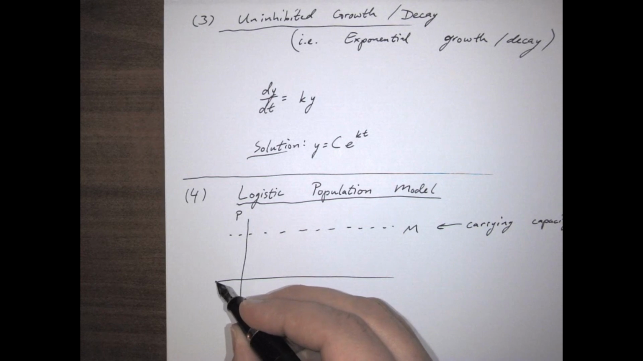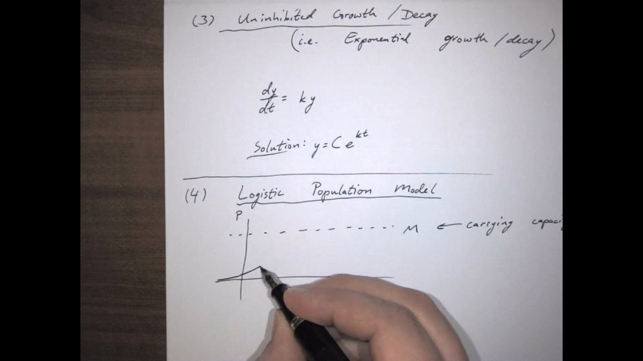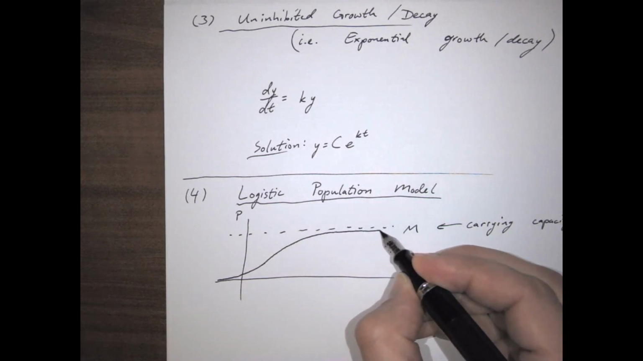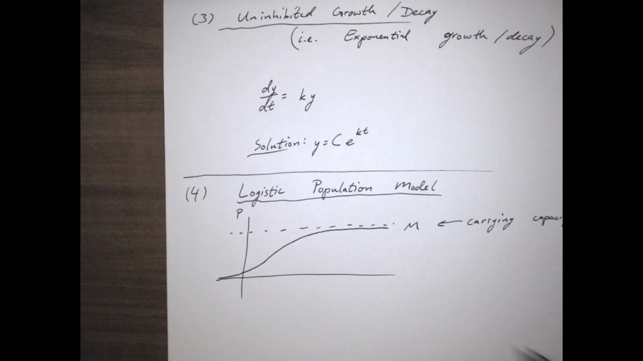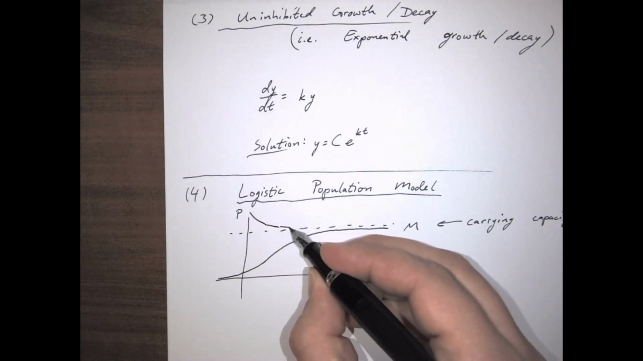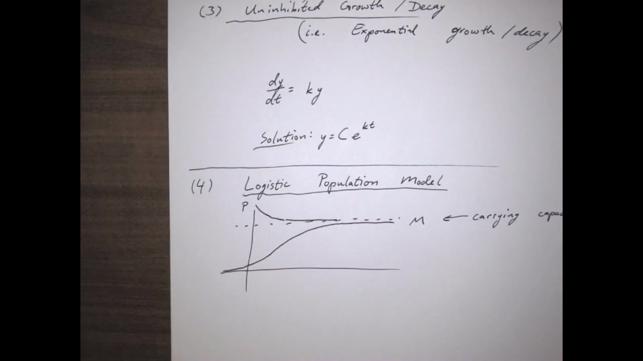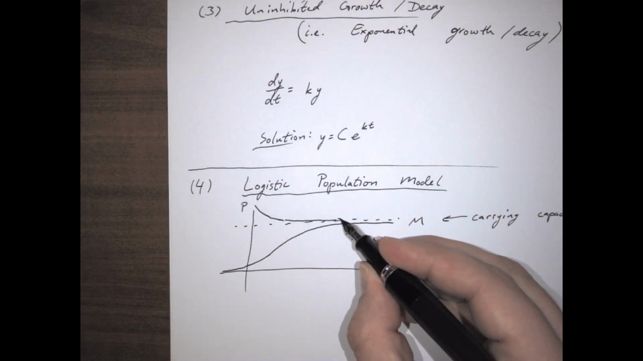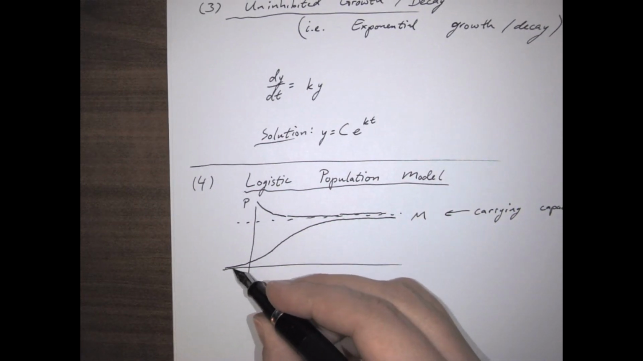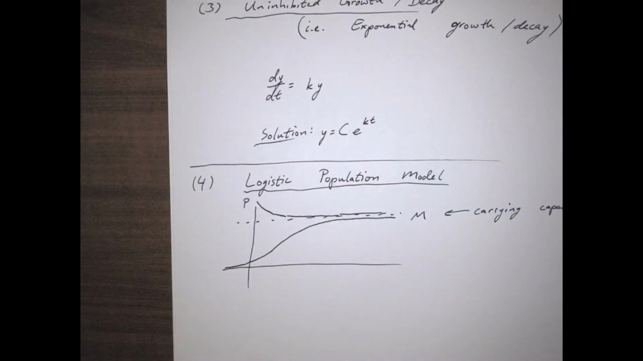What basically happens is the population starts off growing in what looks to be exponential fashion. Then once it gets to be halfway towards the carrying capacity, it starts to level off. Or if the population started out above the carrying capacity, it starts to level off down towards it. So essentially, it decays exponentially until it reaches it. If it starts out below the carrying capacity, it begins with what looks like exponential growth, but then as it gets closer and closer to M, it starts to level off.